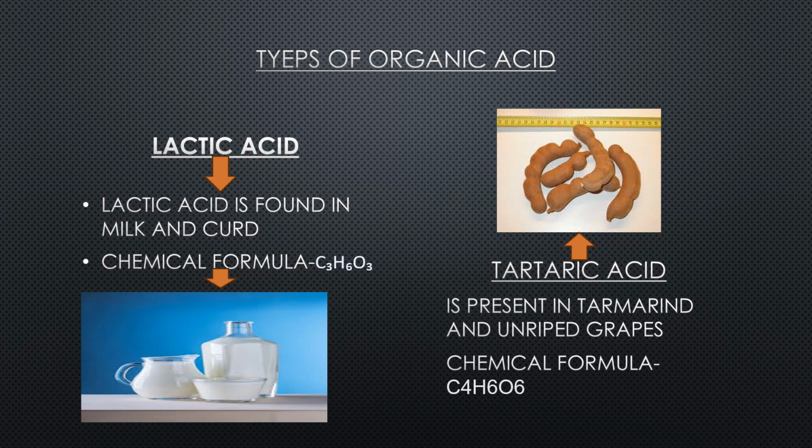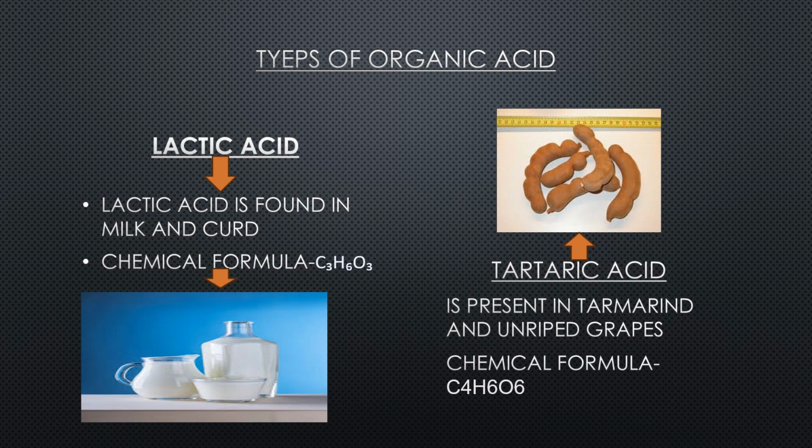Now next is tartaric acid. Tartaric acid is present in tamarind and unripe grapes, which are green in color. So this is present in tamarind and unripe grapes. Now its formula is C4H6O6.